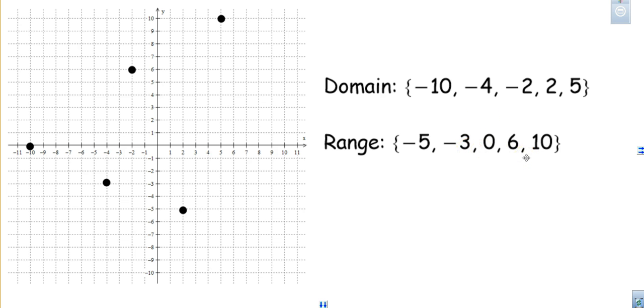Okay, so that's domain and range if we just have a collection of points. We do not say that x and y are an element of the real numbers. We just list the values that we have.